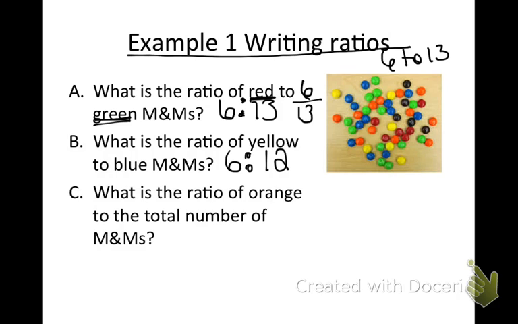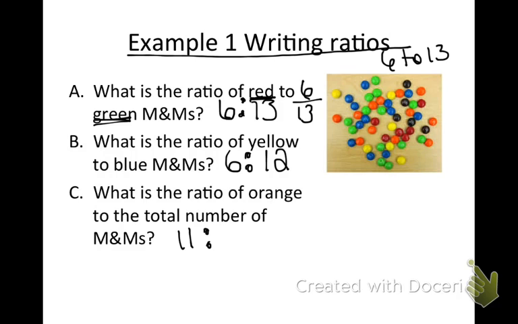Okay, what is the ratio of orange to the total number of M&Ms? Oh, great. Orange. 1, 2, 3, 4, 5, 6, 7, 8. I think it says 11. And how many total M&Ms do I have? Well, let's count those.